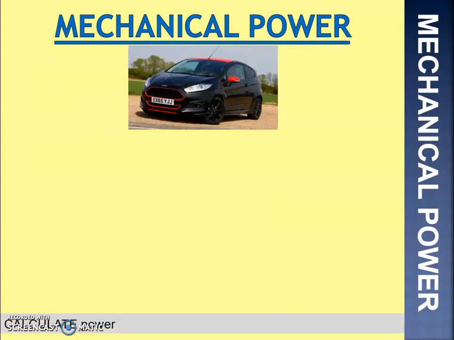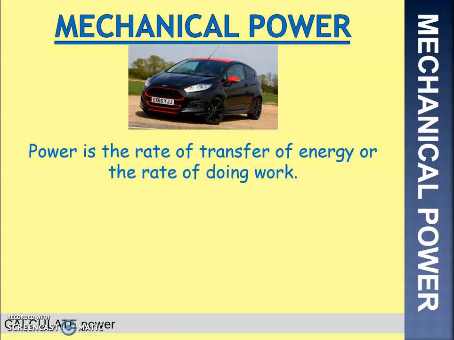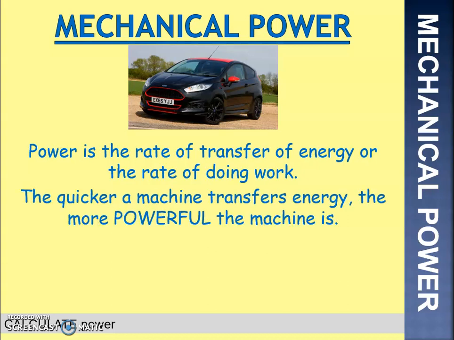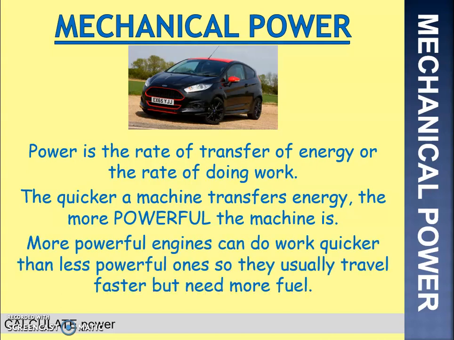Okay, it's this car that has the most power out of those 2. Because power is the rate of transfer of energy, or the rate of doing work. The quicker a machine transfers energy, the more powerful the machine is. So it's not how much energy it transfers in total, it's how quickly it transfers the energy it does. So if it can transfer energy really quickly, it's really powerful. If it transfers energy very slowly, it's not very powerful.